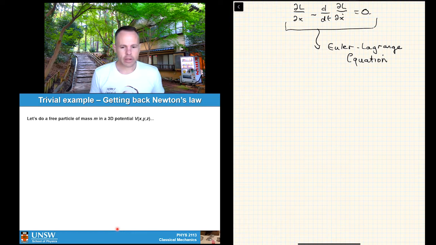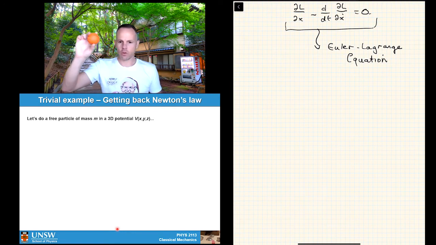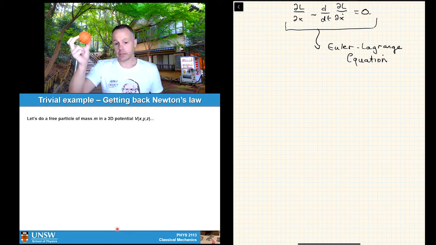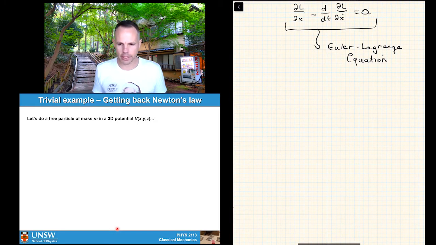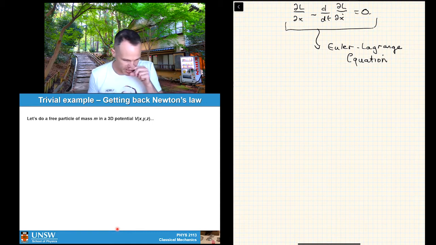Okay, so what we're going to do is the simplest possible problem you can imagine for Lagrangian mechanics, and what I'm going to show is that it just pops out Newton's second law, okay? Halfway consistency check, halfway an example of how to use the technique. So what we've got is a free particle of mass m in some 3D potential. We don't care what it is at the moment, except that now we have to worry about coordinates x, y, and z, okay? So we'll do this as a three-dimensional problem rather than a one-dimensional problem, just to show you what happens when we deal with that.